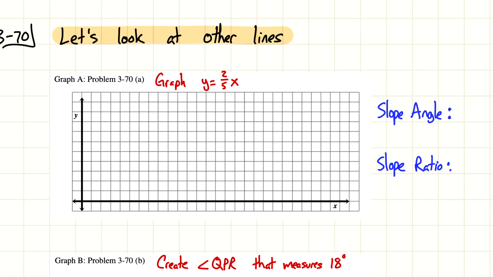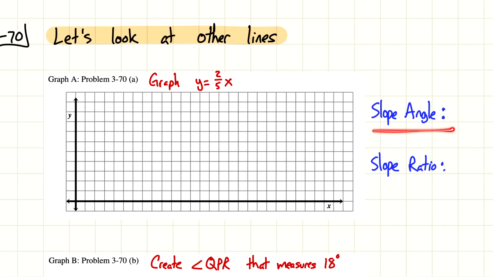So it says, let's graph y equals 2/5 x, right? 2 over 5 x. So all we're given here is an equation to graph, and we have a graph as well to graph this. Our goal is to figure out what's the slope angle and what's the slope ratio. Well, if you remember your formula for y equals mx plus b, this looks very similar. The only thing that's missing is that plus b part, which means this must be a plus 0. So that y-intercept is going to be at 0.